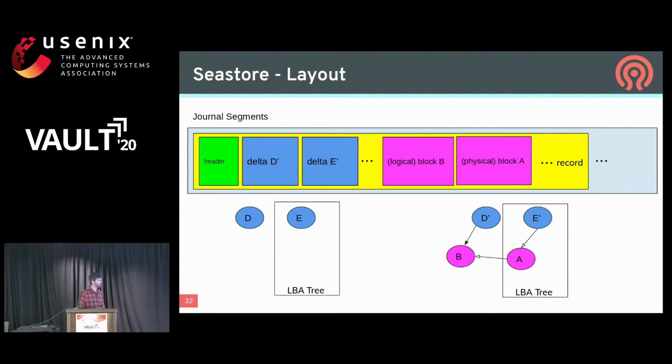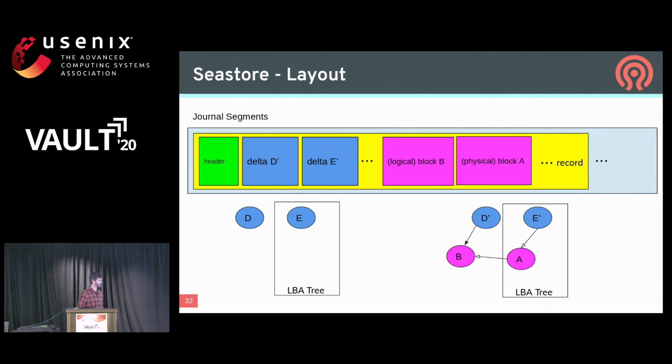Transactions are going to be supported by always writing these large, sort of atomic journal records, which will be comprised of a set of deltas, which represent logical changes to a physical address elsewhere on the drive, and new blocks, which are anonymous at this point because we haven't written the record yet.